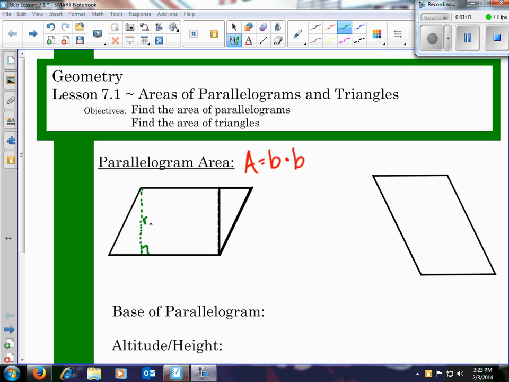Now, we don't always have to call this height. We can also call this altitude. And now we have two bases. This is my base, and this is also a base.